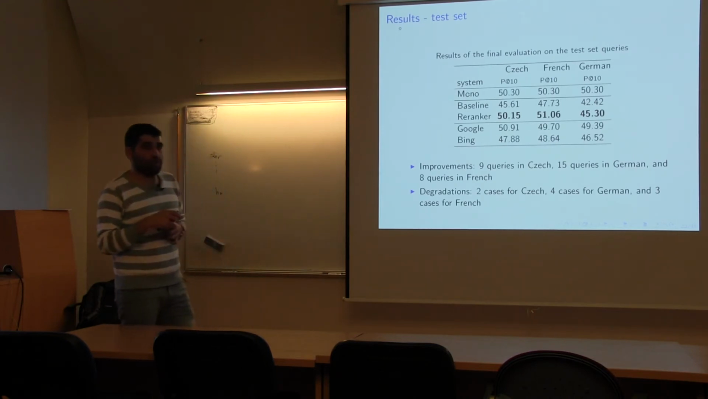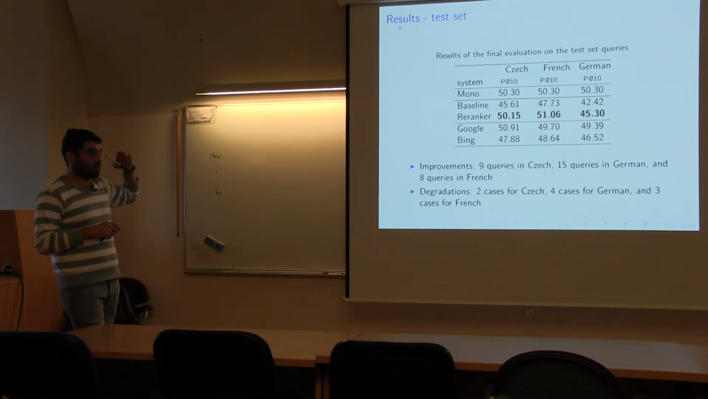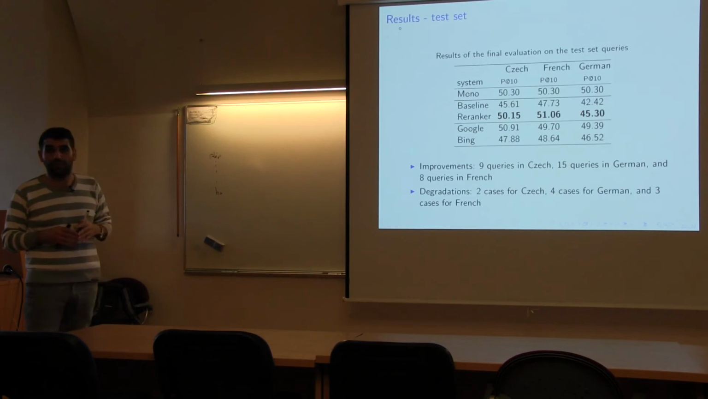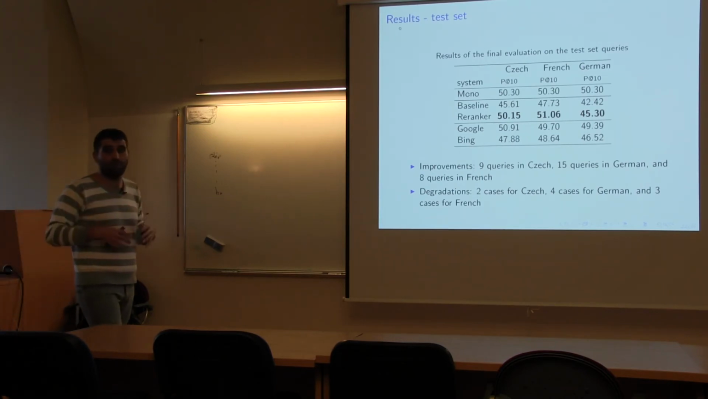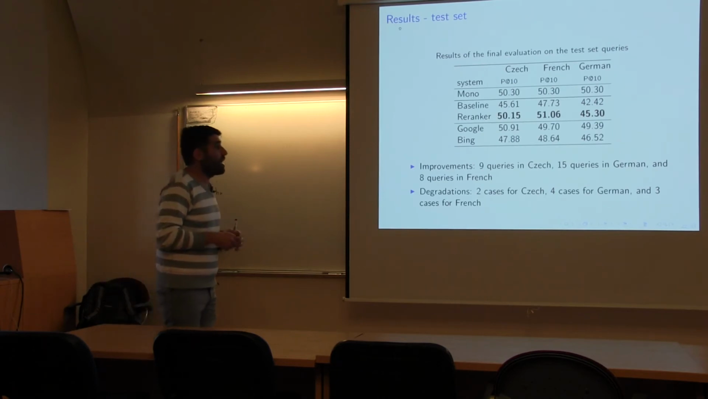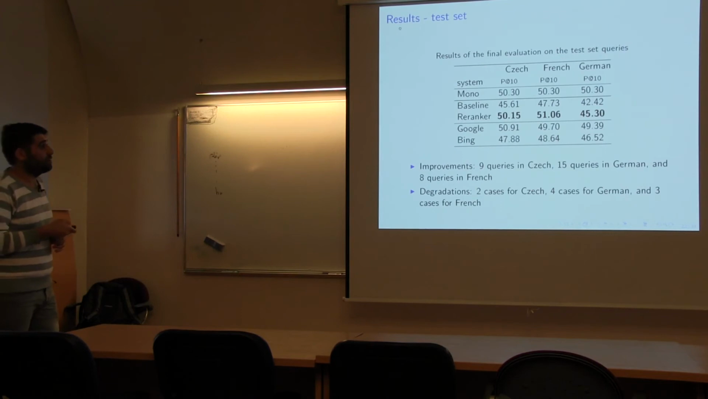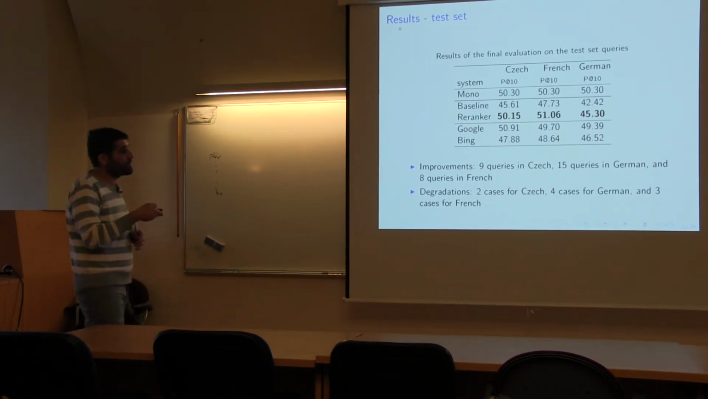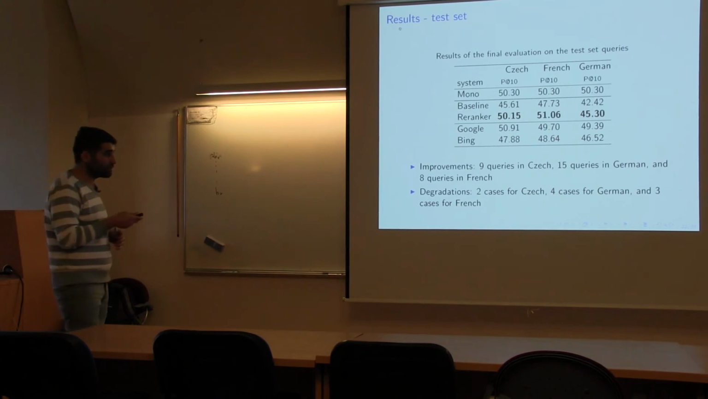Here we used a language independent model, which means that after we translated the queries for each language, we merged all the translations, all the alternative translations together from all languages, and we trained one model for all languages. As you can see, we have here a significant improvement over Google, Bing, over our baseline system, and here even over the monolingual system.